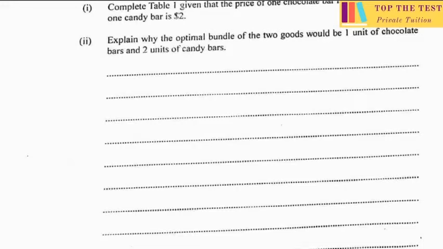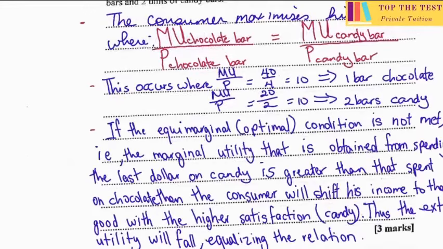So now we're going to look at part 2 of that question, and it's asking us to explain why the optimal bundle of the two goods would be 1 unit of chocolate bars and 2 units of candy bars. Now this is going to require you to know what the equimarginal condition is. And this is where the MU of good A over the price of good A is equal to the MU of good B over the price of good B, which is equal to the MU of good C over the price of good C, and so on and so on. So in this case, we're looking at chocolate and candy bars, where the MU of chocolate bar over the price of chocolate bar is equal to the MU of candy bar over the price of candy bar. This is where we will have the equimarginal utility happening.